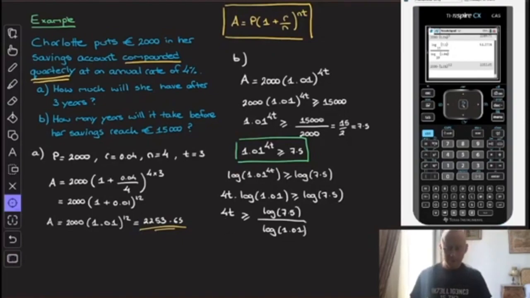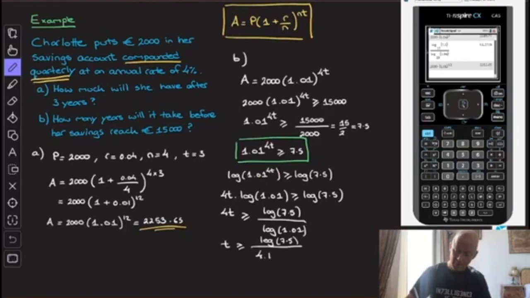Now remember what I said, I believe it was a class or two ago. When we're dividing by 4, just think of it as multiplying by 1 over 4, particularly for things like this. As soon as you're dividing a fraction by 4, think of it as multiplying that same fraction by 1 over 4. When you do so, it turns into this: t is greater than or equal to log of 7.5 over 4 times log of 1.01.